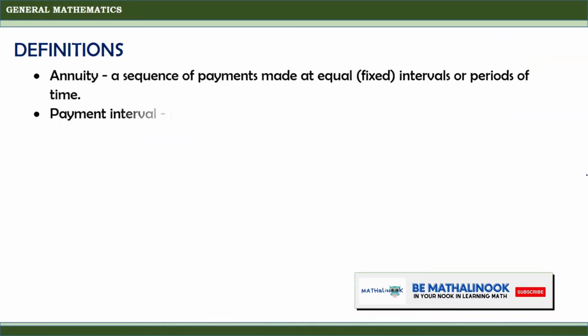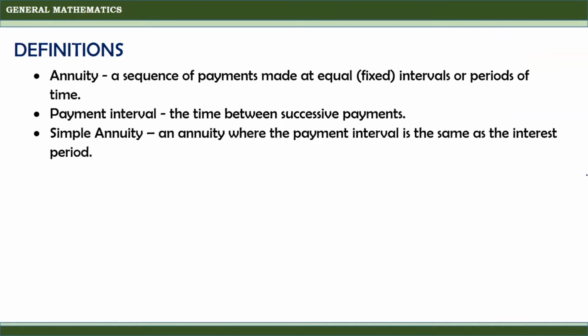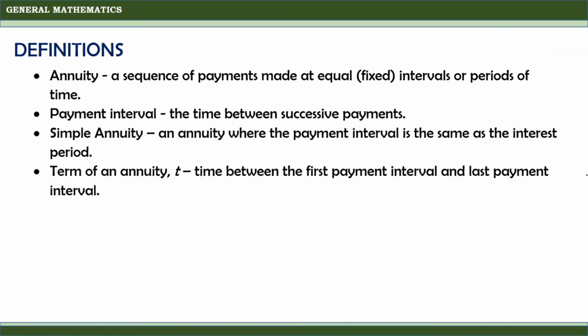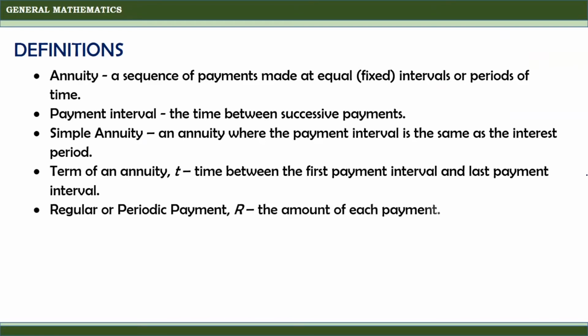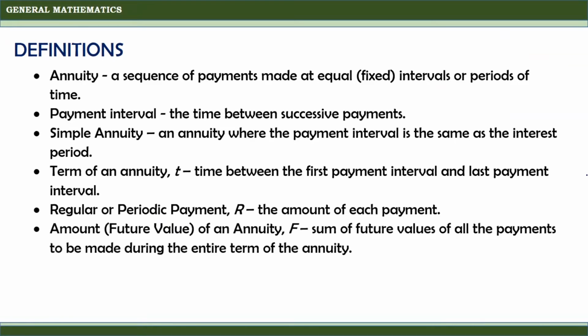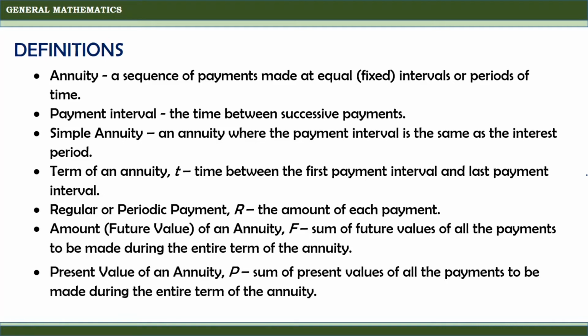In the previous video, we defined the following terminologies that are important in studying annuities. We have the annuity, the payment interval, the simple annuity, the term of an annuity represented by T, regular or periodic payment represented by R, amount or future value of an annuity represented by F, and the present value of an annuity represented by P. Moreover, in the last video, we discussed how to find the future value of an annuity.